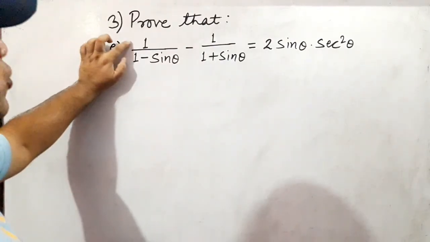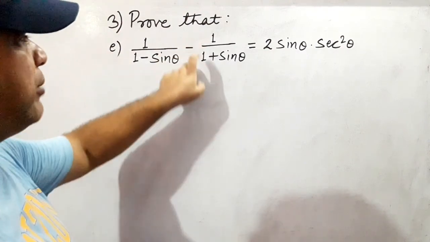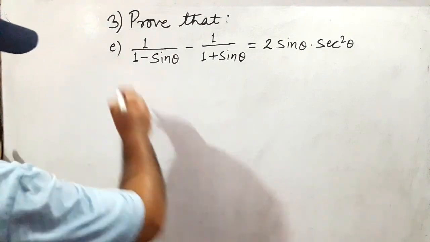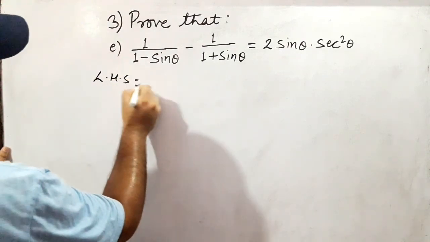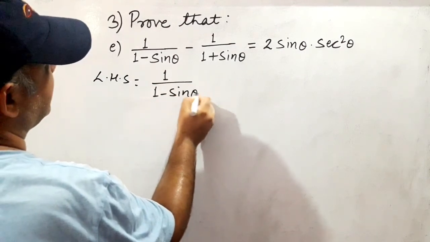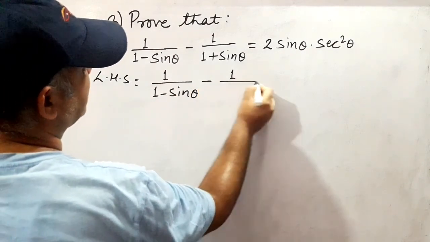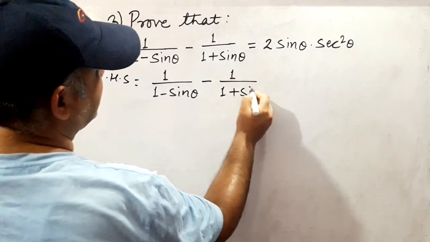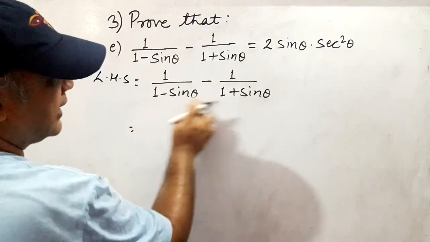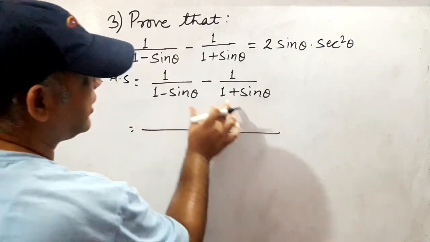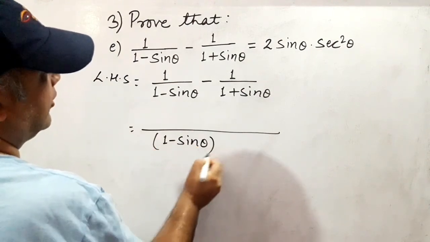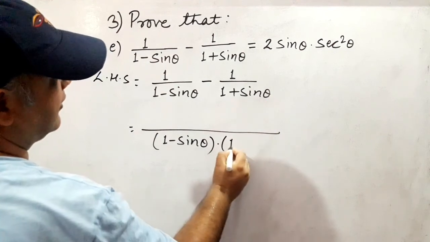Question E, 1 by (1 minus sin theta) minus 1 by (1 plus sin theta) equals 2 sin theta into sec square theta. So taking left hand side, we have 1 by (1 minus sin theta) minus 1 by (1 plus sin theta). Now taking the LCM of these both expressions, 1 minus sin theta, 1 plus sin theta, both shall be taken at the LCM. (1 minus sin theta) into (1 plus sin theta).